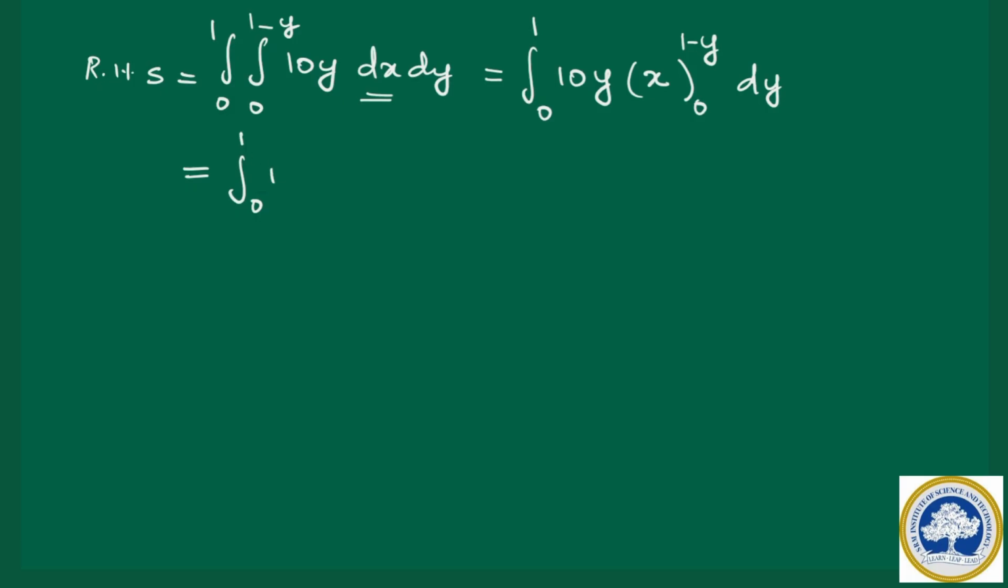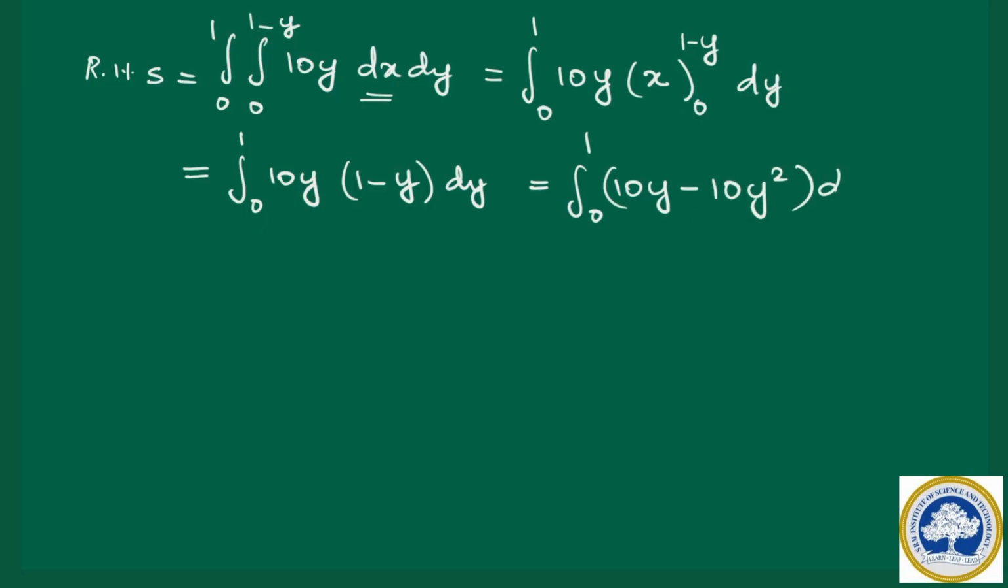So integral 0 to 1, 10y, here upper limit minus lower limit is 1 minus y minus 0. So this will be the term. Now 10y is already there, so we have to multiply here. So 0 to 1, 10y minus 10y square, into dy. So this is equal to, now we can integrate. Now it becomes totally a function of y, with respect to y we can easily integrate it. So the integration of 10y, we can take 10 common. So the integration of y is y square by 2 minus the integration of y square is y cube by 3, over the limit 0 to 1.